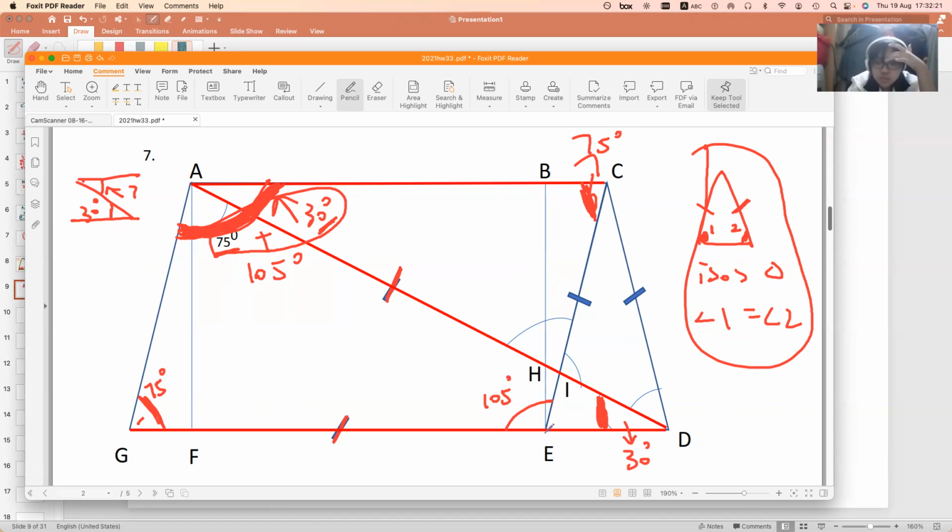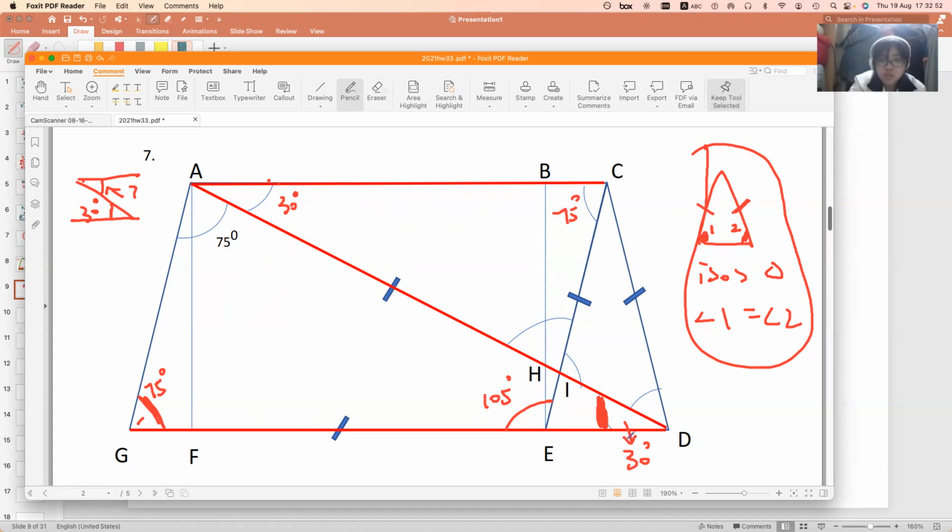Yeah. Okay. Next, now we need to do for other things. Okay, let me erase the unnecessary stuff first. How many angles have we found already? I think we have found many already. So we have this 30. Then we have this 105. And then we have this 75. So this is 75. And then we have found this 30. Okay. So our job now is to find this one.